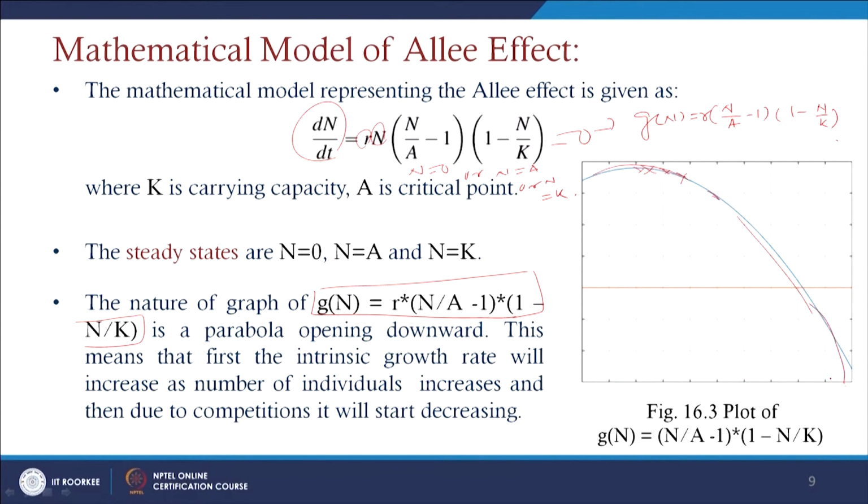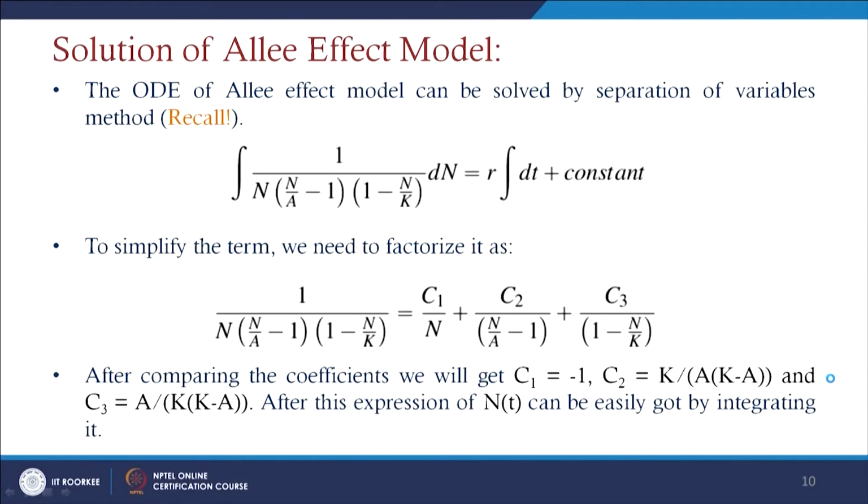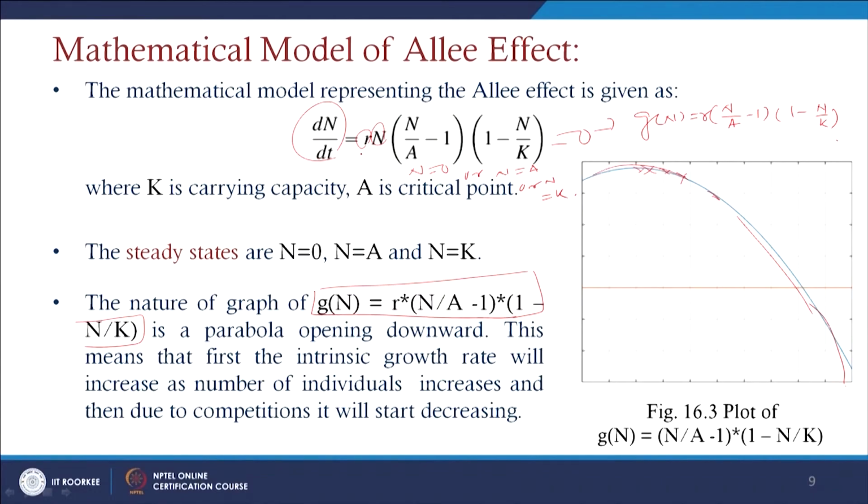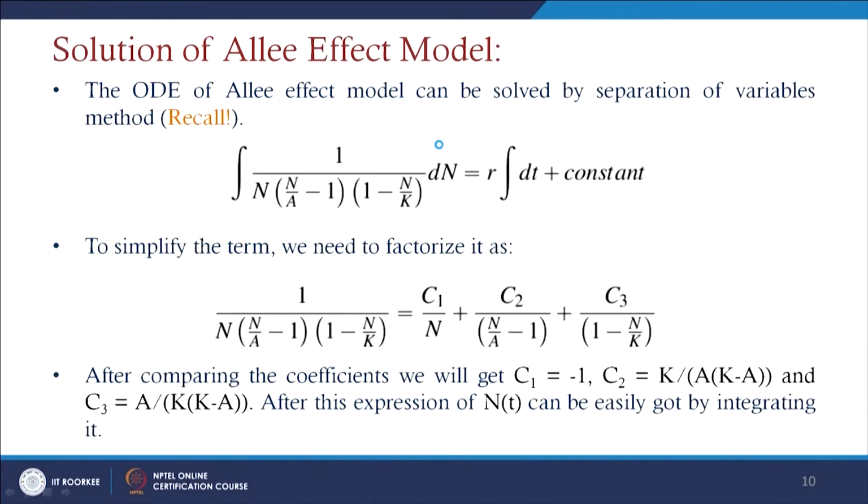So, this is the general idea about the Allee effect, and if you go for the solution of this Allee effect model, then we will use the variable separation method to get the solution. So, if you see this equation dn/dt, and if you want to free n from the right hand side, and keep only the constants and dt terms on the right hand side, we will write this equation in the form of 1/(n (n/a - 1)(1 - n/k)) dn equals r dt plus a constant.